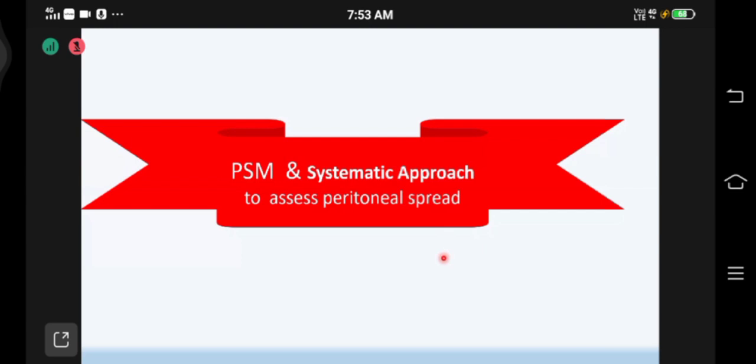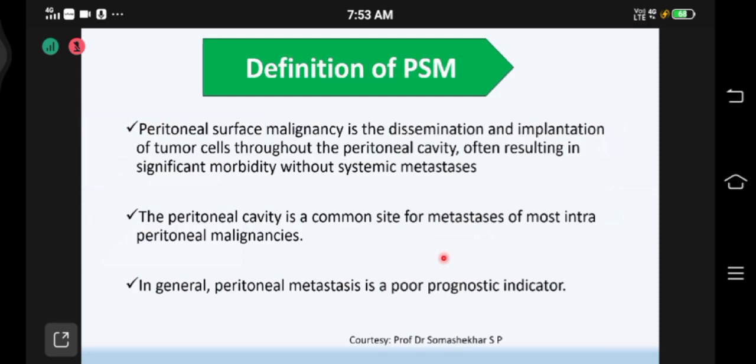So we have just gone through this. Now the real session will begin about PSM and how we systematically approach to assess the peritoneal spread. Are you all ready for this? So yes, let's begin.